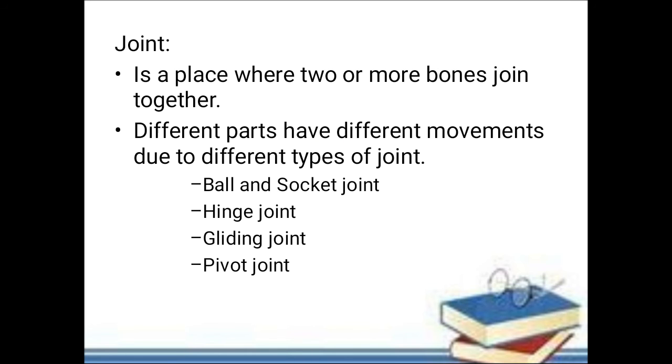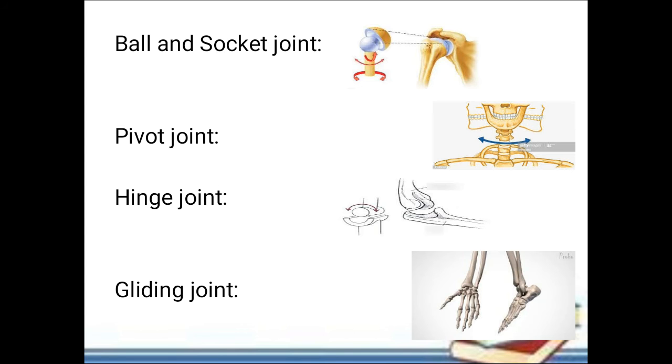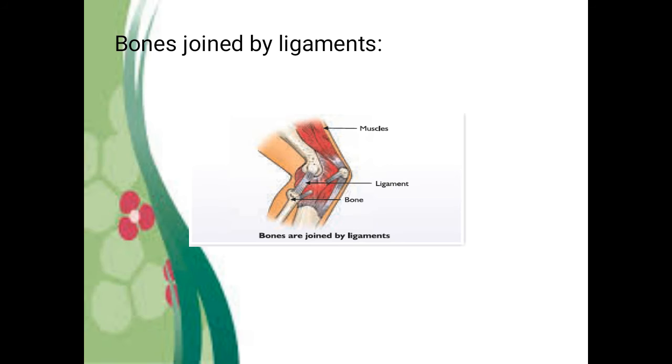Then we saw about joints: ball and socket joint, hinge joint, gliding joint, and pivot joint. Ball and socket joint helps to move in all directions. Pivot joint is present in the first two bones of the vertebral column so that we can twist our head on all sides. Hinge joint is present in the elbow and knee, which helps them move in only one direction. Gliding joint is present in the wrist and ankle, which helps in the movement of two bones gliding over one another, right?